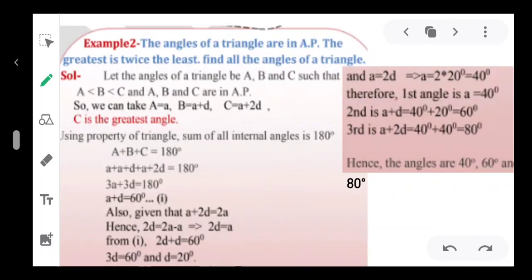Next, example 2. The angles of a triangle are in AP, meaning arithmetic progression. The greatest is twice the least. Angles of a triangle, there are 3 angles, let them be A, B, C. And the sum of angles of a triangle is 180 degrees, you know better. We have to find all the angles. And what is given? The greatest is twice the least.